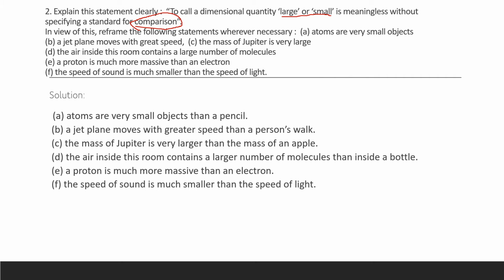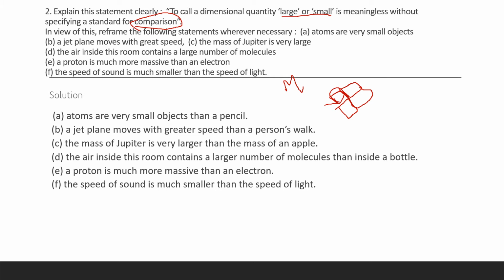So first one, atoms are very small objects. Everyone knows that, isn't it? Atoms combine to form what? Molecules, isn't it? Same way, if we arrange so many bricks with the cement, then only a building is built, isn't it? So a building is bigger than a brick.